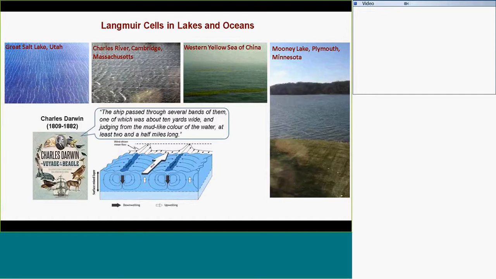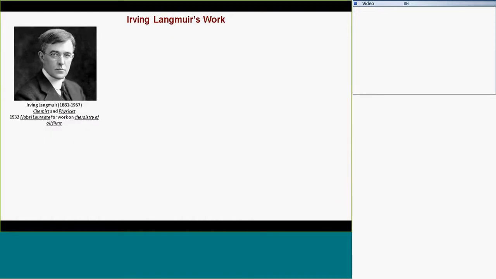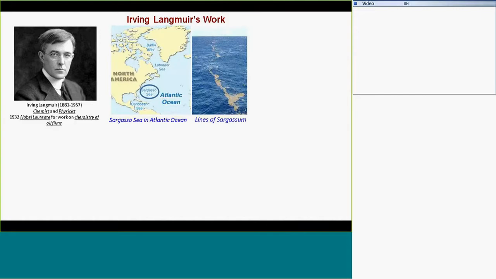This phenomenon was named after Langmuir. Langmuir is a famous chemist and physicist, and he actually won a Nobel Prize in 1932. What was interesting is that in 1927, when he was on a trip across the Atlantic Ocean, he observed those long streaks at the ocean surface. He is someone who loves nature very much.